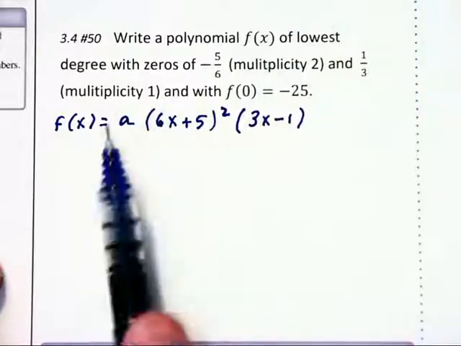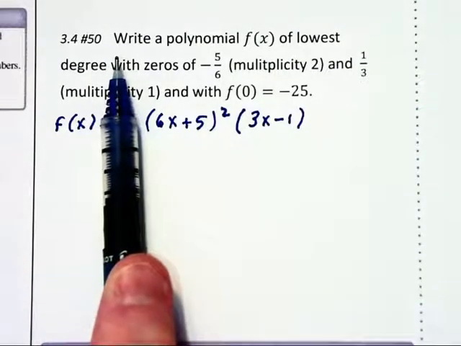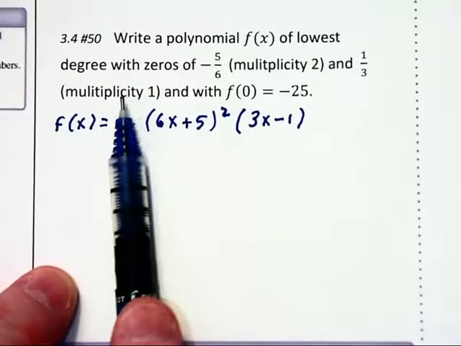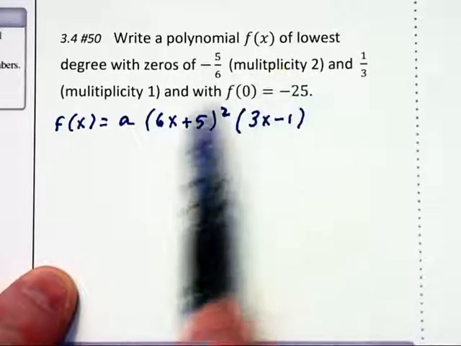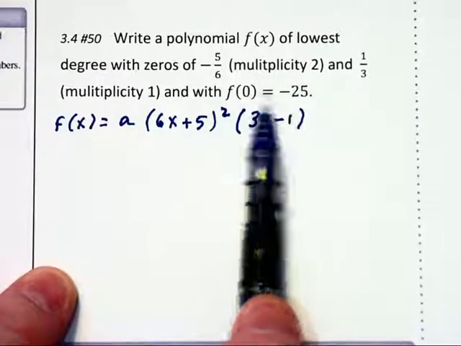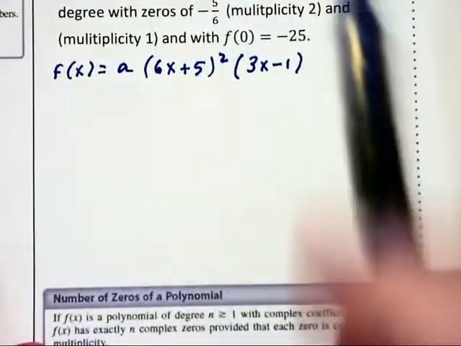Now you may say, why did I need that a out in front there? Well, in one way you don't. If you were to leave that a off and FOIL all this out, you would have a polynomial that has these zeros. But we need to know what leading coefficient to throw in here so that this last clue holds true. So we're going to multiply everything that we see here out.